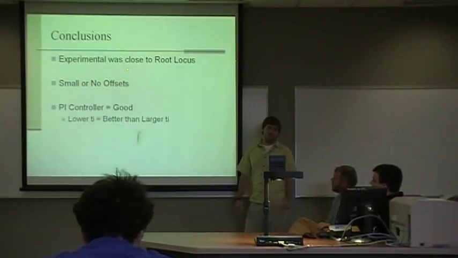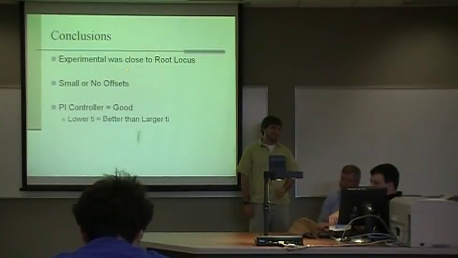So in conclusion, the experimental ended up being close to the root locus. We had small or no offsets, and the PI, of course, is great. The lower TI is going to be better than the larger TI if you want a smaller settling time.